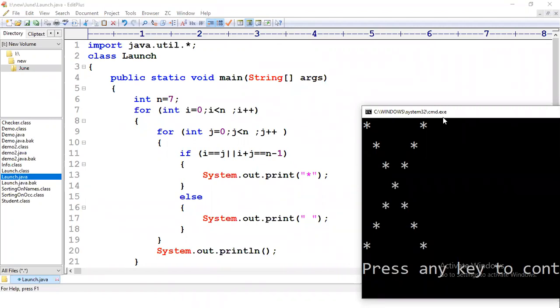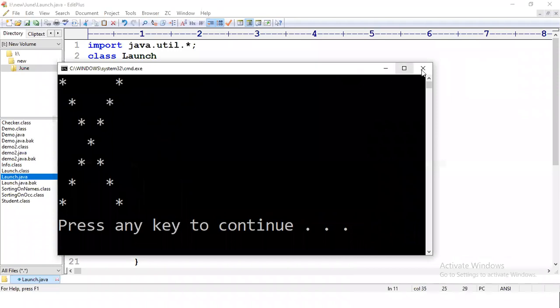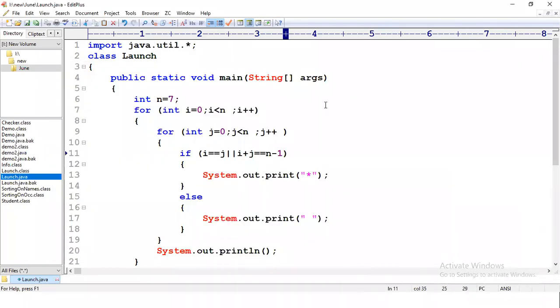So I hope you have taken the screenshot. Okay. Now we have drawn the letter.